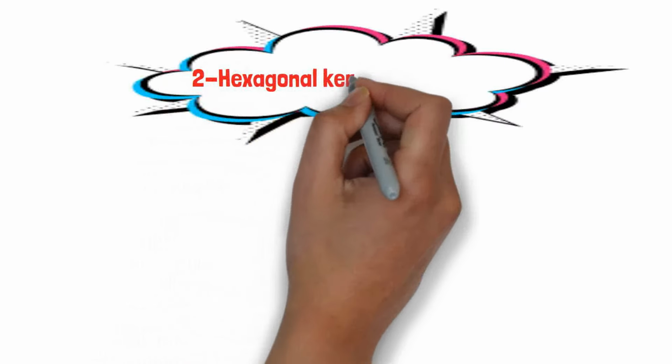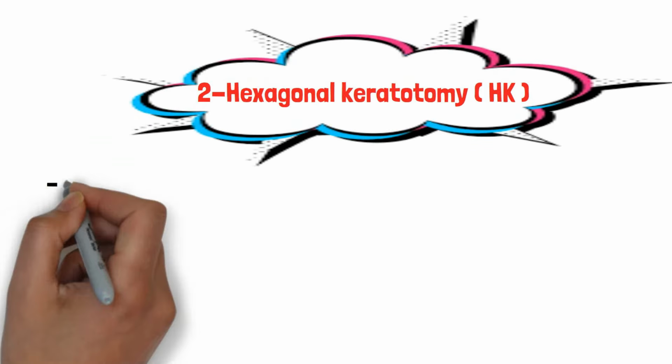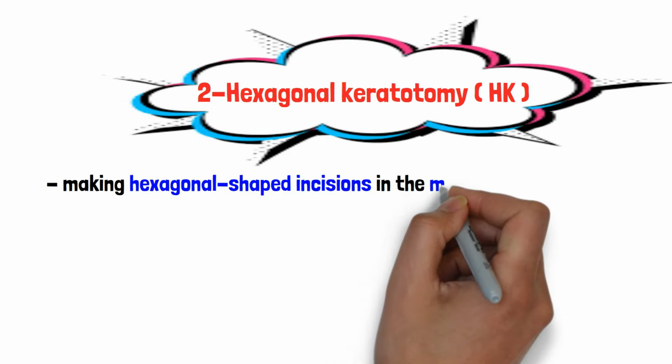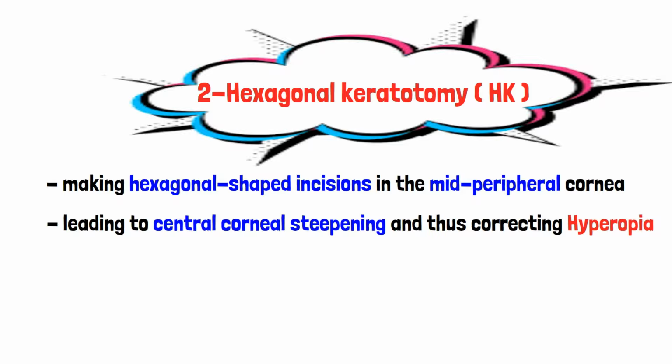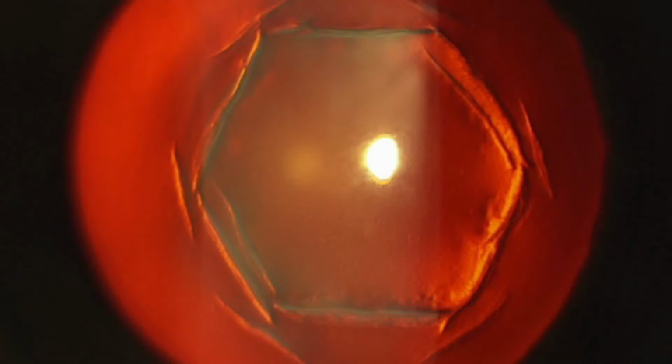Soon after, hexagonal keratotomy, or HK, was developed to address hyperopia. Instead of radial cuts, hexagon-shaped incisions were made in the mid-peripheral cornea. This caused the central cornea to steepen, thereby increasing its refractive power and improving distance vision for the farsighted. I couldn't find any video for this procedure.